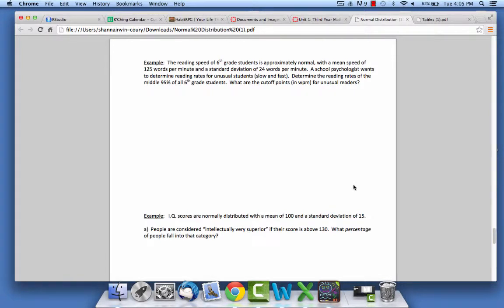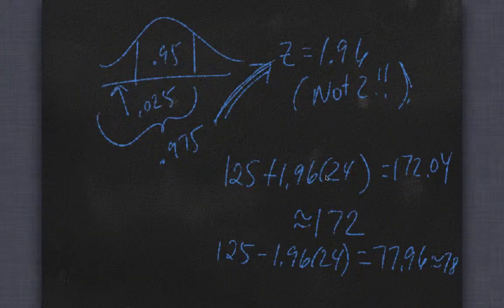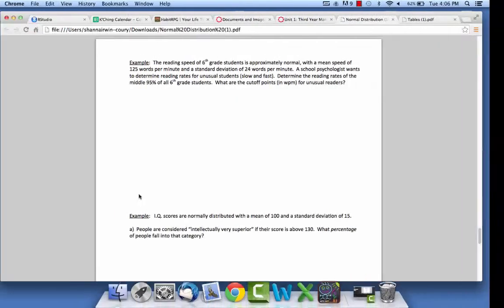Okay, so for this one, you should have first gotten 172 words per minute. You should not have used 2 because it did not say approximate, and that would have been using the empirical rule. But then also the cutoff points were unusual in either direction. So you could have used the 0.025 to find the negative z, or you can use the 0.975 to find the positive z, but you had to do them both so that you ended up with both of these.